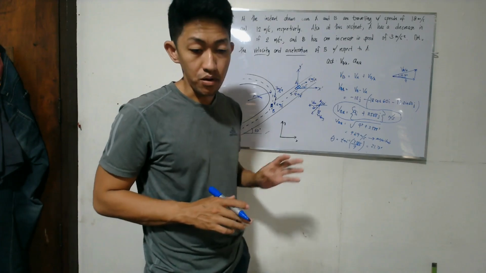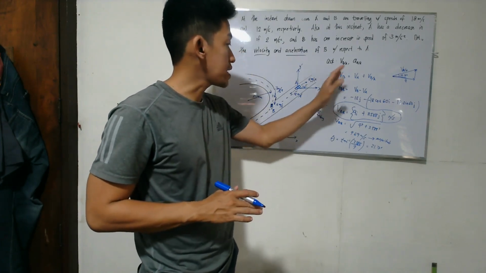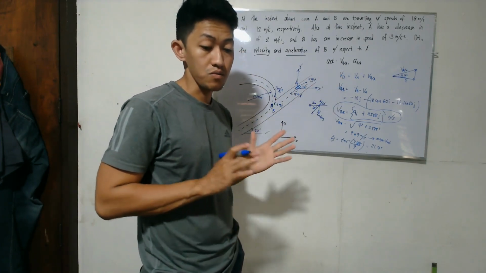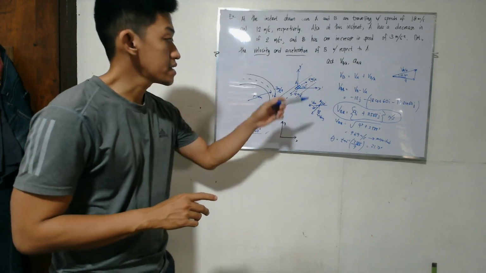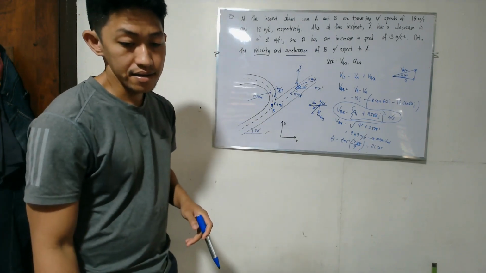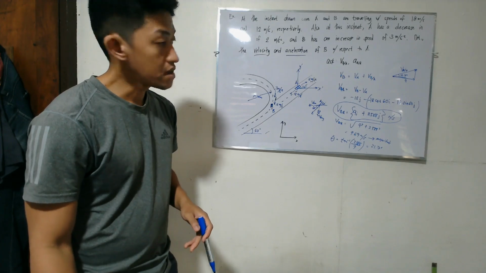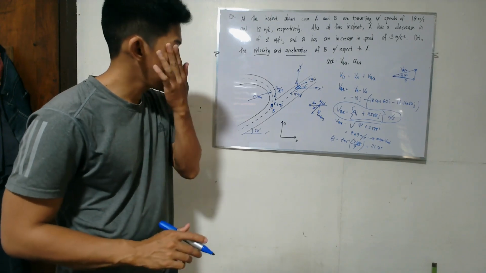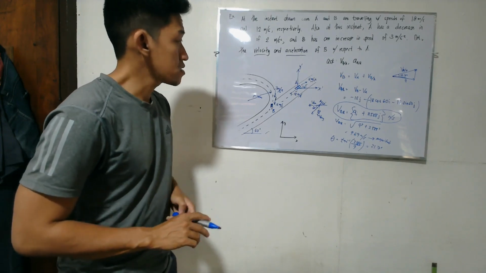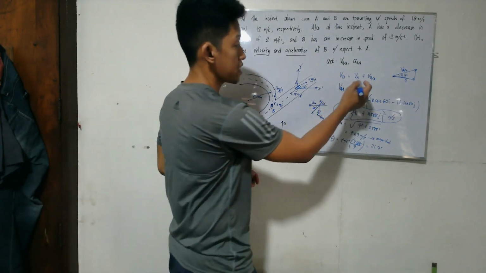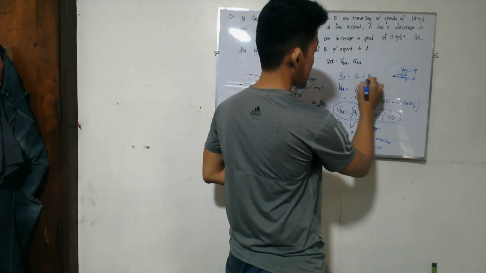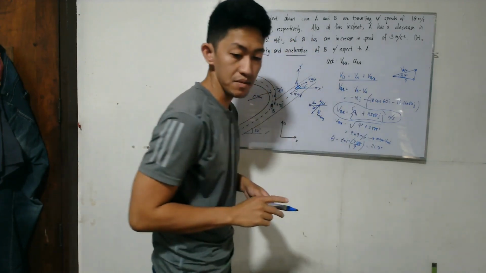You resolve the components of the velocity of B and A with respect to X and Y, and then you add them. Okay? So the crucial part is if you get this wrong, the equation will not be correct. That is where you learn.